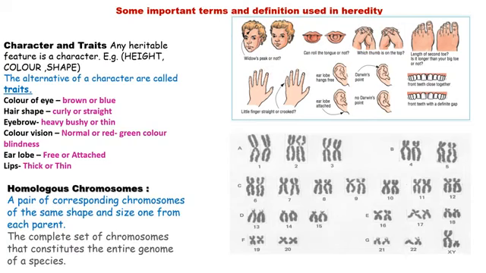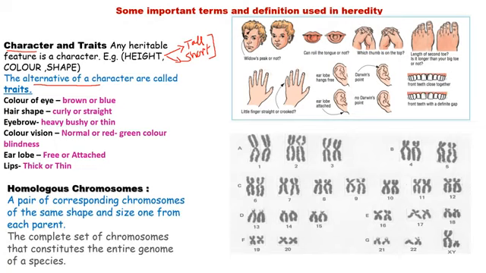Now coming to the characters and traits. As I told you before, what is a character? If I say height, color of eyes, color of the skin, the shape of your fingers, these are the characters. And the alternative form of a character, for example height: what is the alternative form of height? Tall and short. These are the two alternative forms of the character height. These are known as traits.